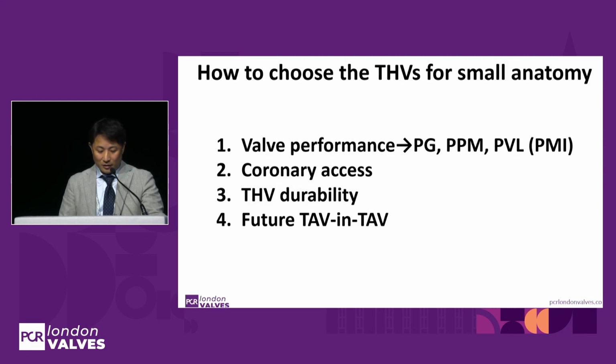So how to choose a THV for small anatomies? I consider the valve performance, number one, of course, that means the mean pressure gradient or existence of PPM or PVL, and pacemaker implantation after valve implantation. And if the patient has coronary artery disease, it's very important to consider future coronary access. And the next step is THV durability we need to consider, to ensure the repeatability of a future TAVI procedure as much as possible.